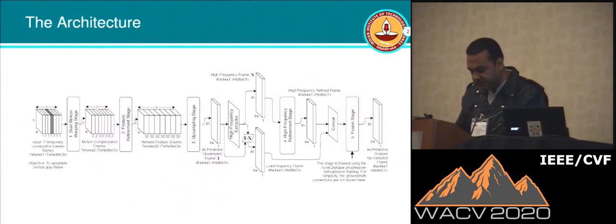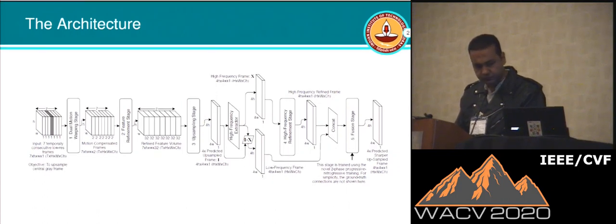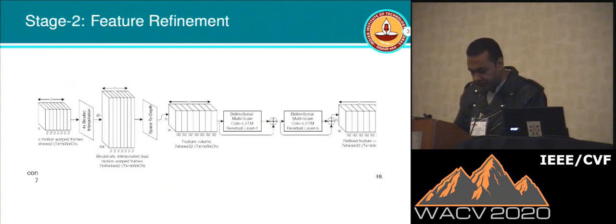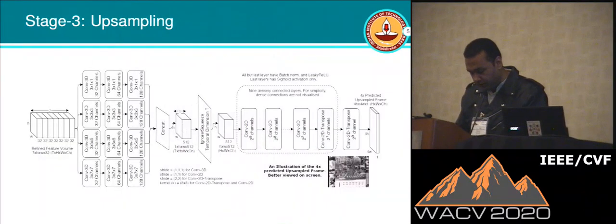The network consists of five stages and takes seven consecutive low resolution frames to upsample the central target frame. The first stage of the network performs two types of motion warping, namely direct and sequential warping. The second stage refines the features of motion warped data for upsampling. The third stage performs the actual upsampling.